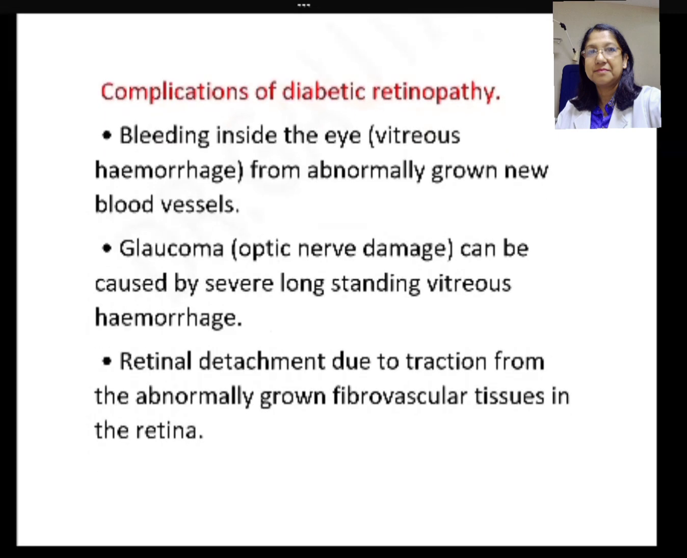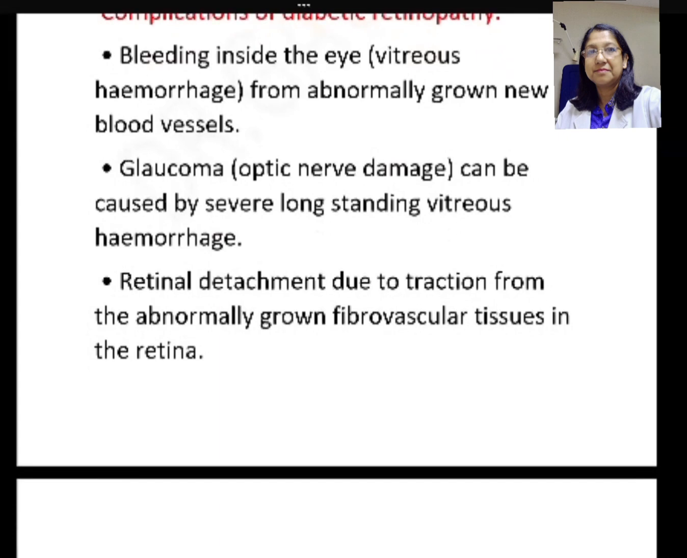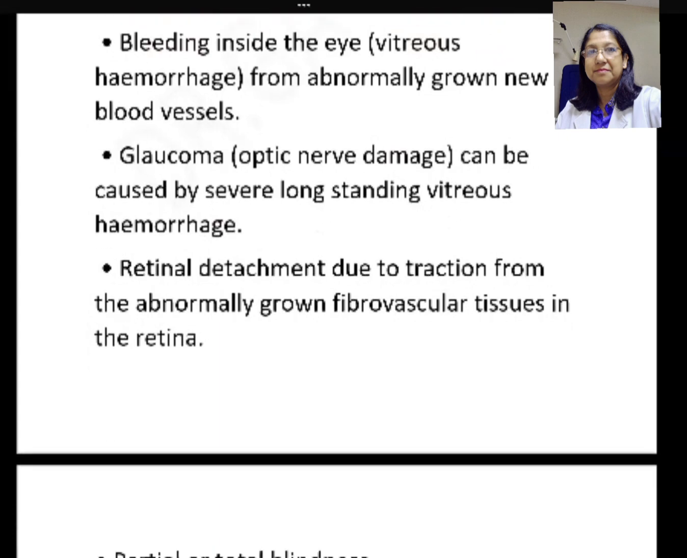How does glaucoma happen in case of diabetic retinopathy? In long-standing vitreous hemorrhage, the volume of the eye increases and it causes glaucoma. Another cause of glaucoma is the new vessels formed in the retina because of this VEGF, vascular endothelial growth factor, which is triggered by anoxic retina. So this factor causes formation of new vessels in the retina as well as in the iris and angle of the anterior chamber. If the new blood vessels clog the trabecular meshwork, it causes glaucoma.